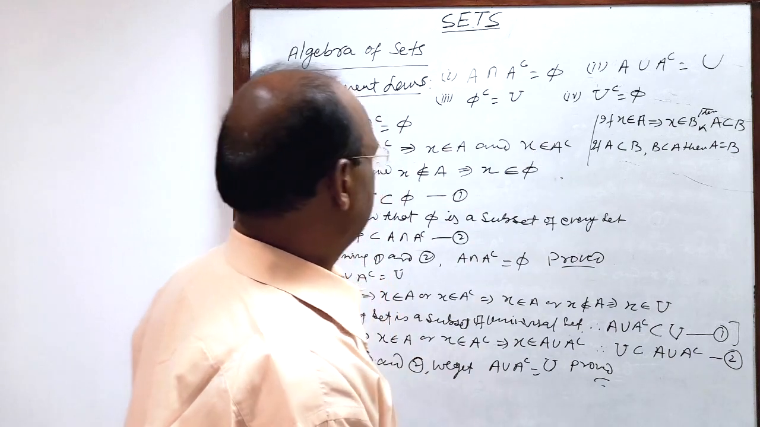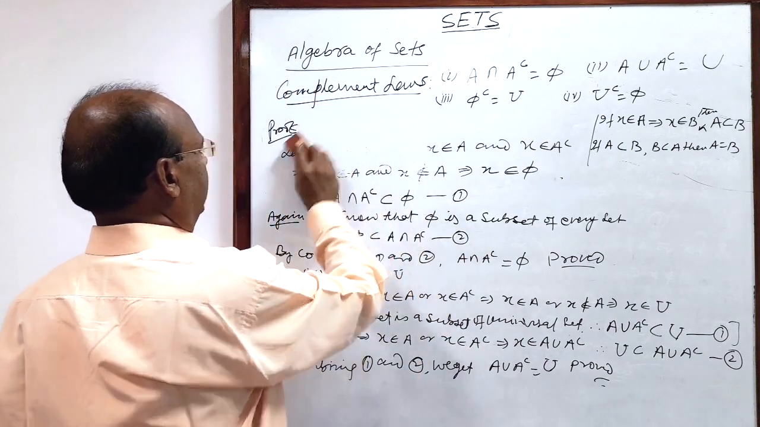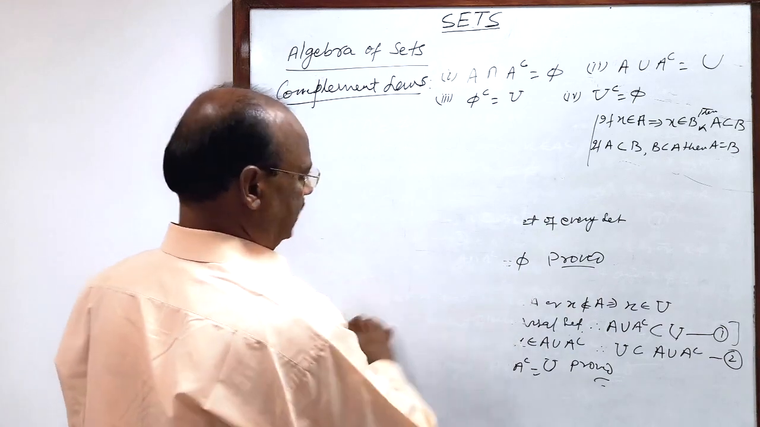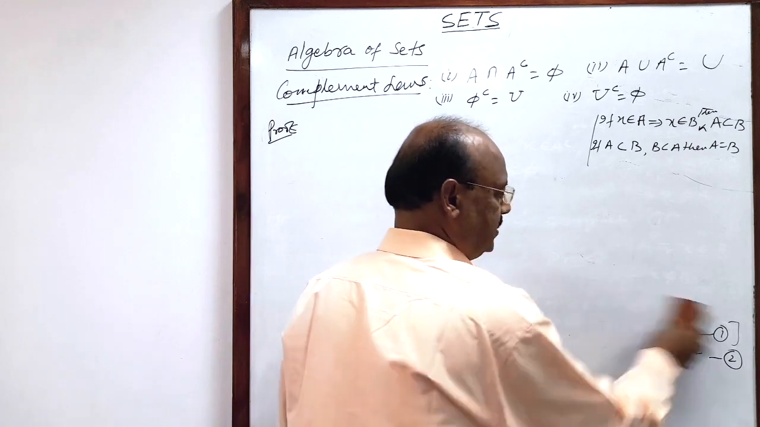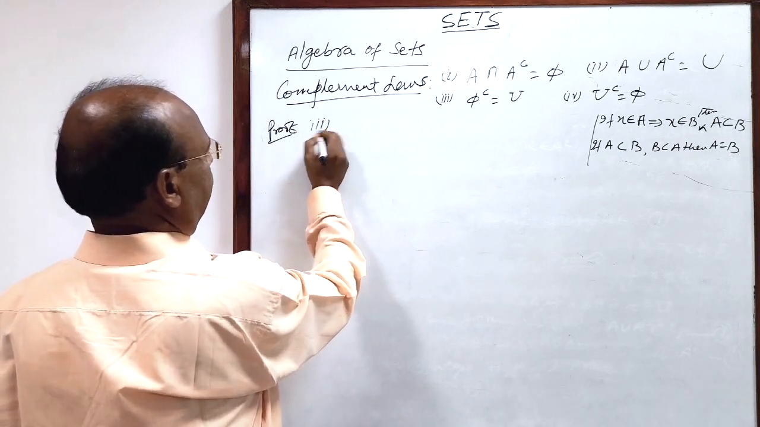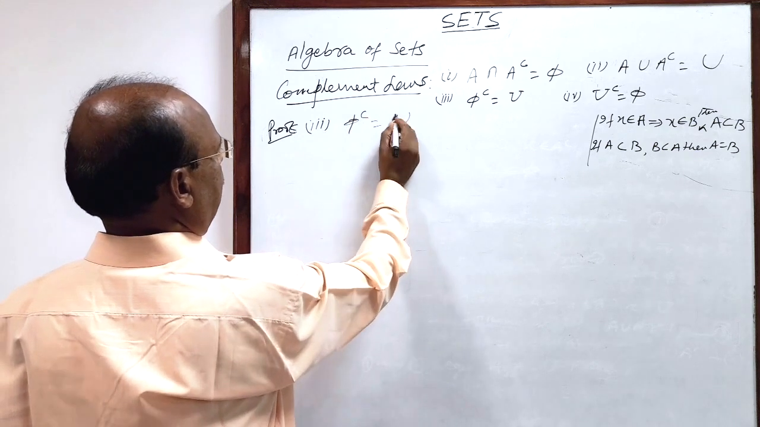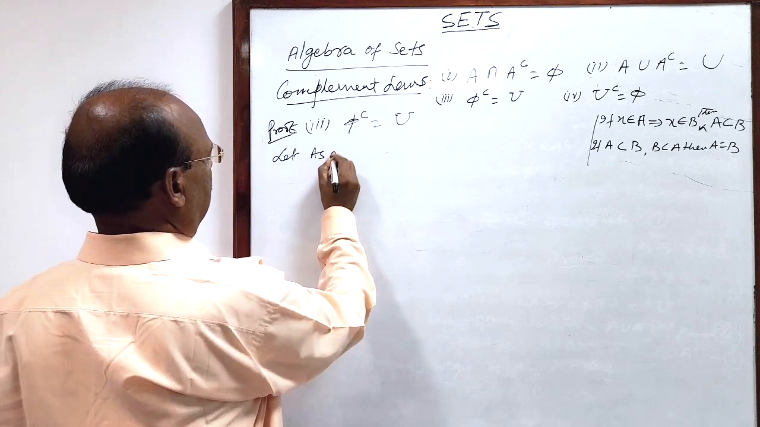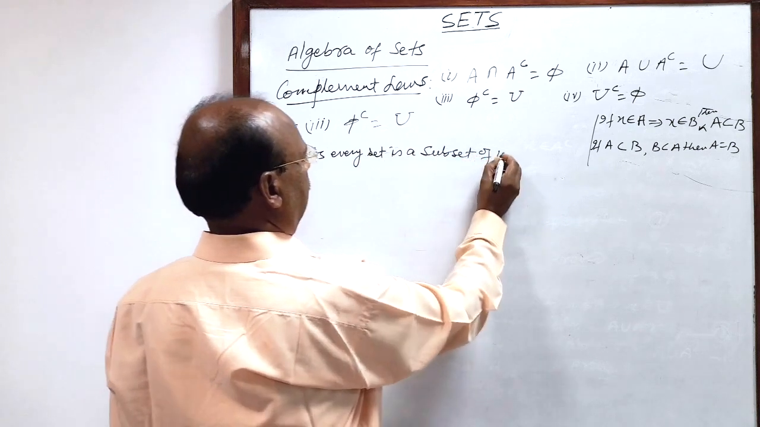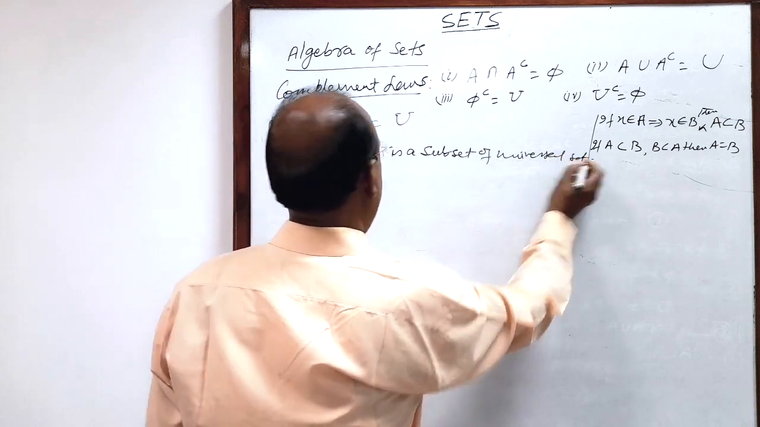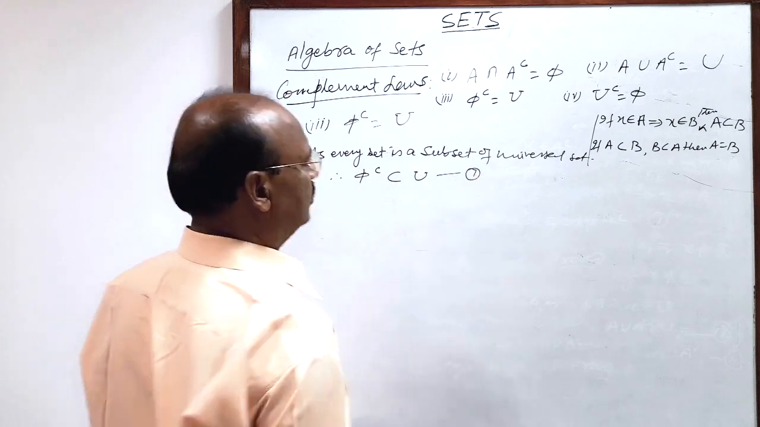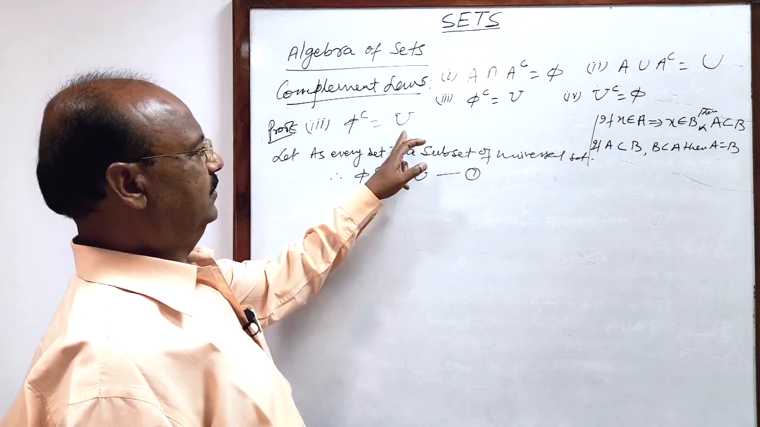So let us see the proof of the third law here. The pattern will remain the same. We'll follow the same pattern here. We'll show that LHS is a subset of RHS and RHS is a subset of LHS. Then both the sets will be equal. Proof of the third law. Here phi complement is equal to the universal set. So as every set is a subset of the universal set, therefore we can write this is also a set, phi complement is a subset of the universal set. Relation number 1. Here LHS is a subset of RHS.